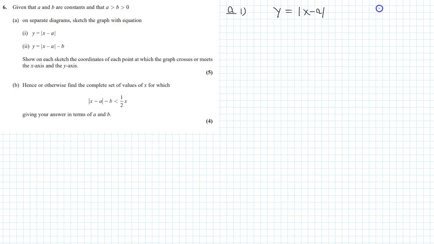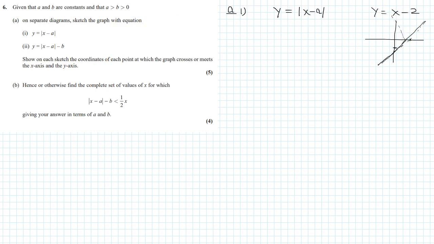Suppose we have to draw the graph of y is equal to x minus 2. So if x is 0, y is minus 2. And if y is 0, x is 2. So this is the graph. Now modulus means y is positive only, so this reflection will be here.